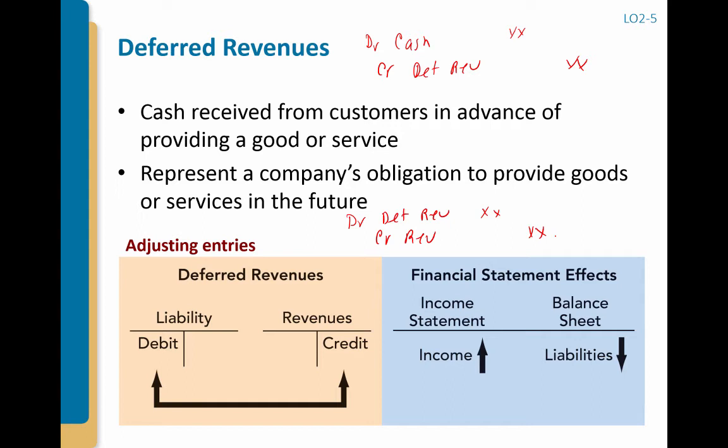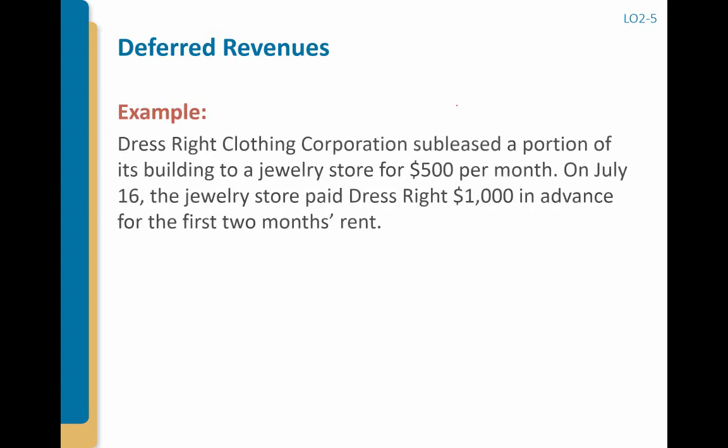So this is the entry to record the cash when you receive it, and this is the entry as depicted here that shows you actually earning the revenues. So we'll go through several examples. In this case, we subleased a portion of the building to the jewelry store for $500 a month, and the jewelry store paid us $1,000 in advance for the first 2 months.